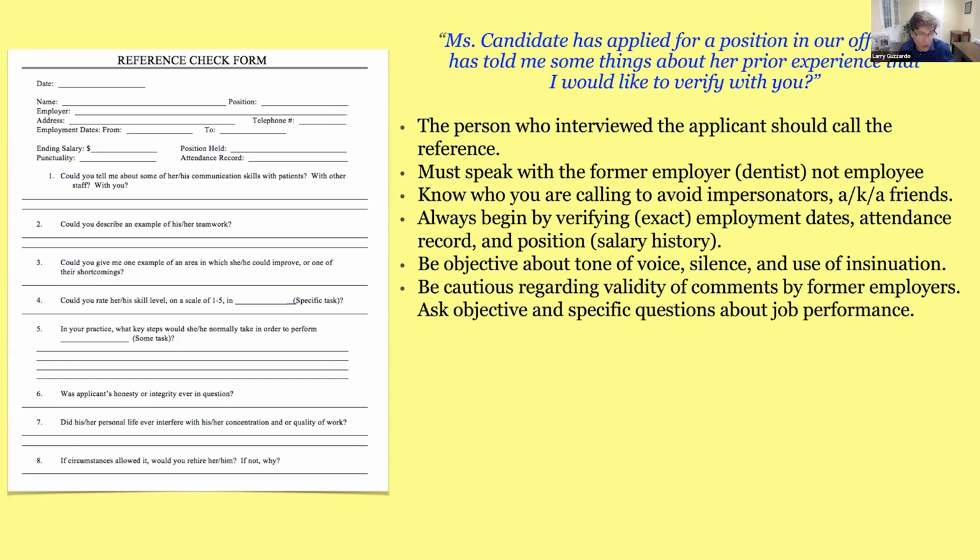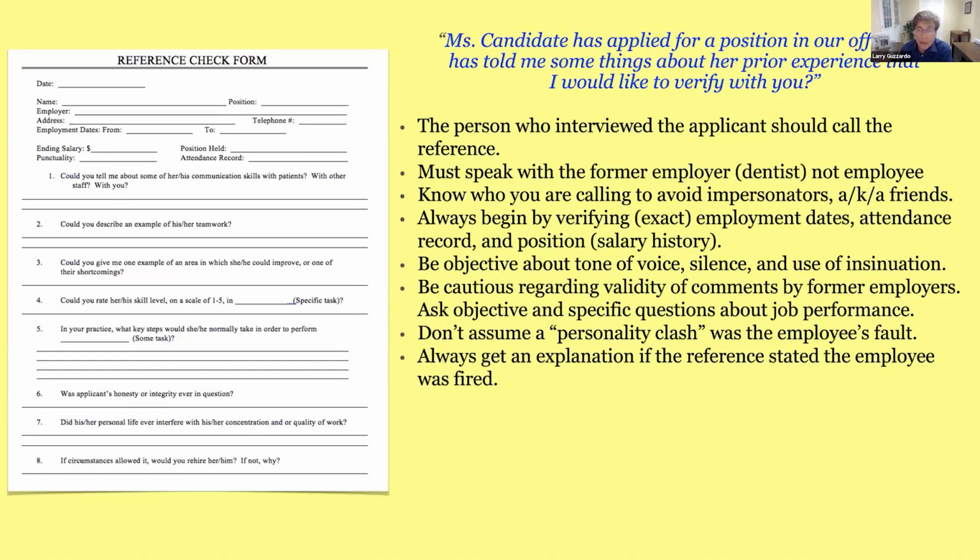And the person may have told you, I don't think this person follows the rules the way that they should, and so I wanted to get out of there. Or they may feel like, we had a new owner come in and I just don't like the change, and that's why I'm moving on. So they may not like it that you're doing this. So that's what I'm saying is try to be cautious and objective about it. Don't assume a personality clash was the employee's fault, because it isn't always their problem. Always get an explanation if the reference stated the employee was fired.